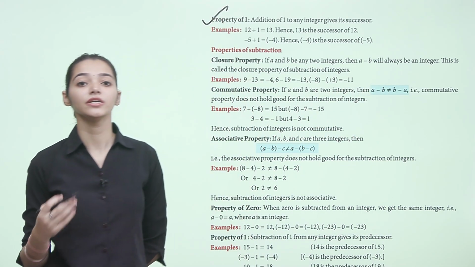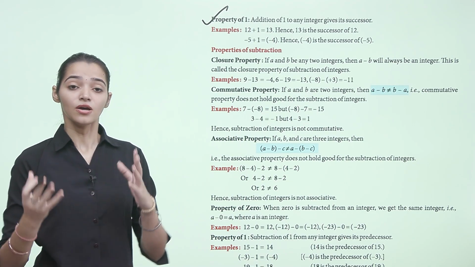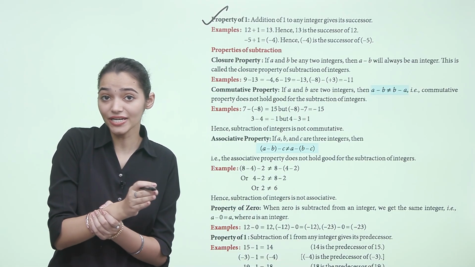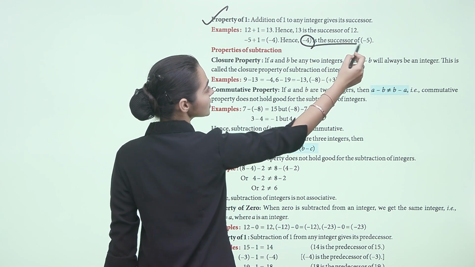Now let's look at the property of 1. Addition of 1 to any integer gives us its successor. For example, 12 plus 1 gives us 13. Minus 5 plus 1 gives us minus 4. So minus 4 is the successor of minus 5.